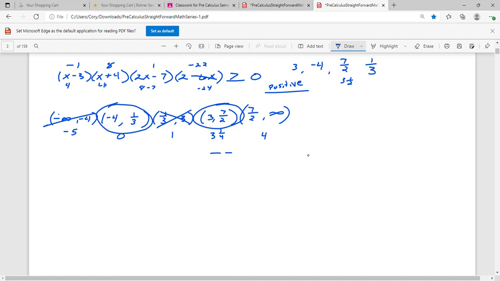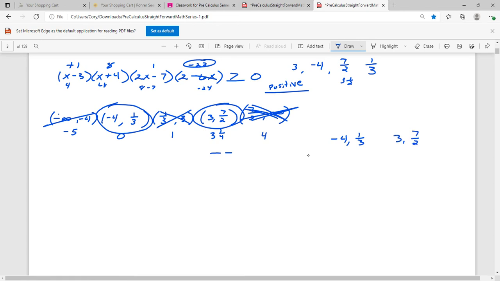3. Oh, that would be positive 1. 4 minus 3. That means I only have one negative right here. The whole thing's negative. So I can't use that one. So our two intervals are negative 4 to 1/3 and 3 to 7 over 2.